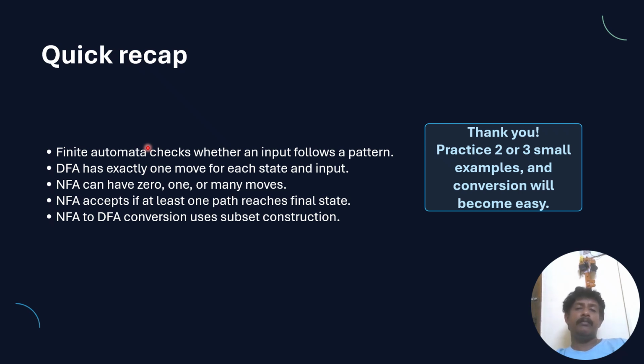To convert an NFA to a DFA, we use subset construction. That means each DFA state represents a set of NFA states. Start with the start state subset, fill the table for each input symbol, add new subsets, and continue until no new subset appears. Finally, mark the final states properly.